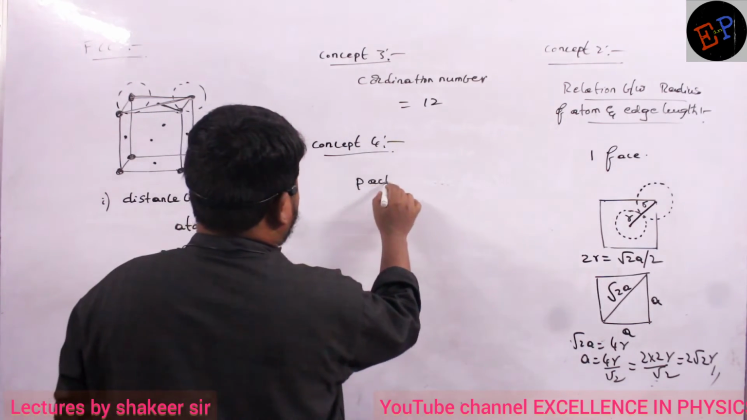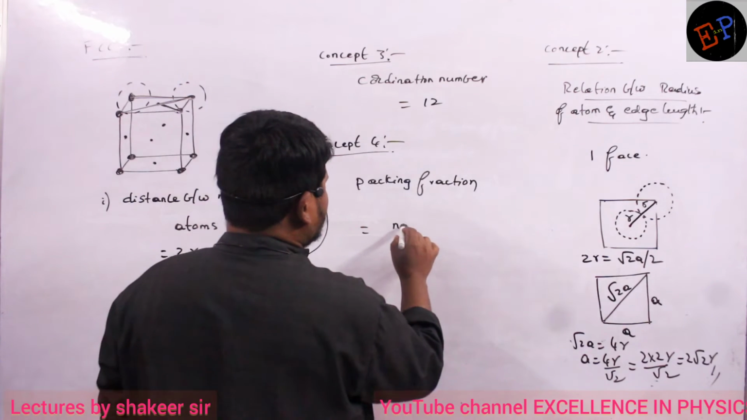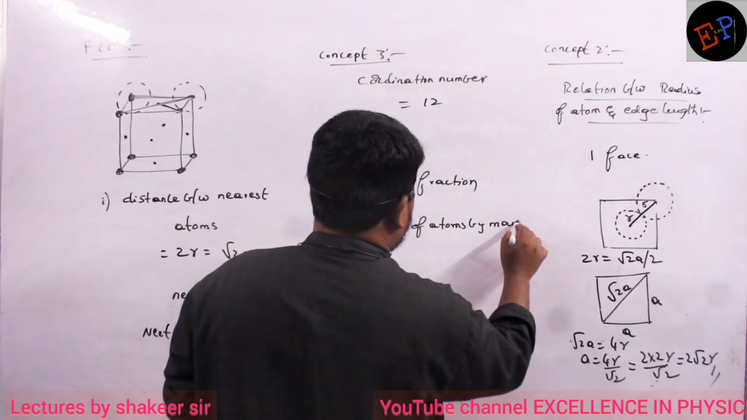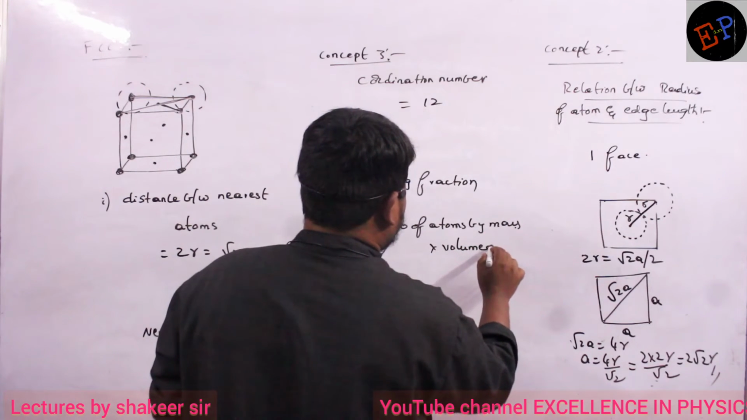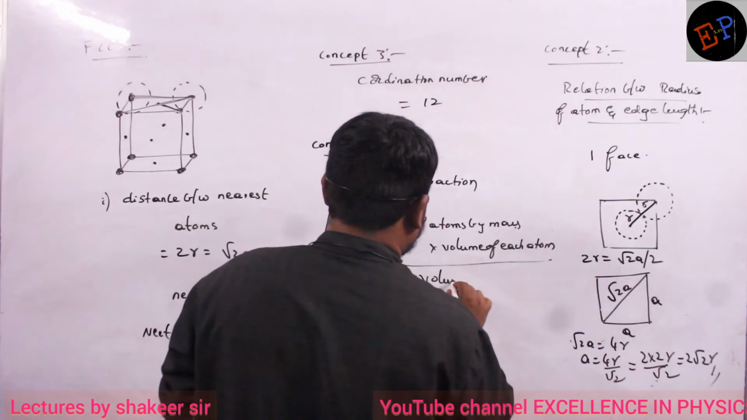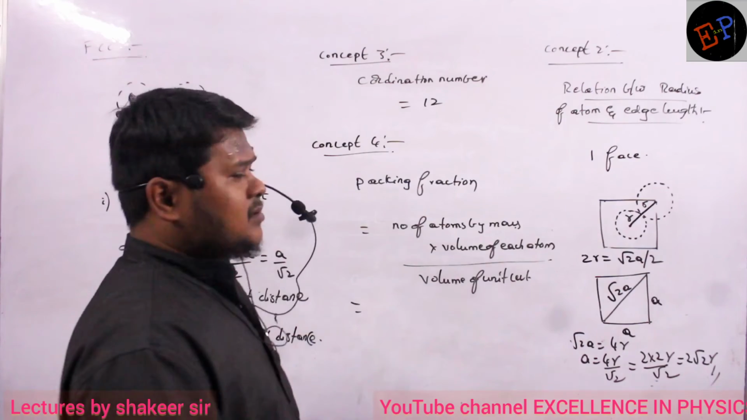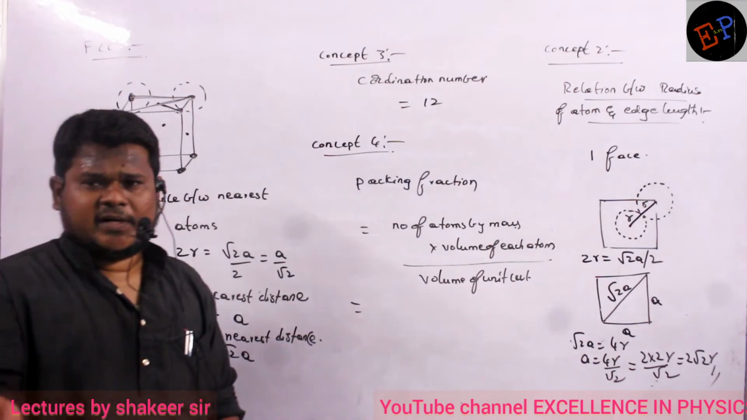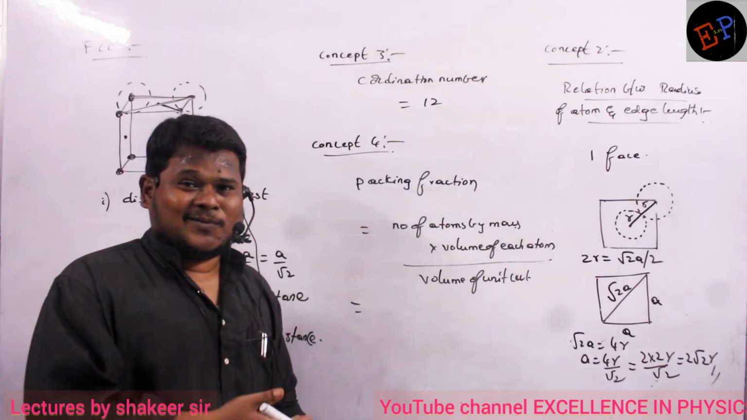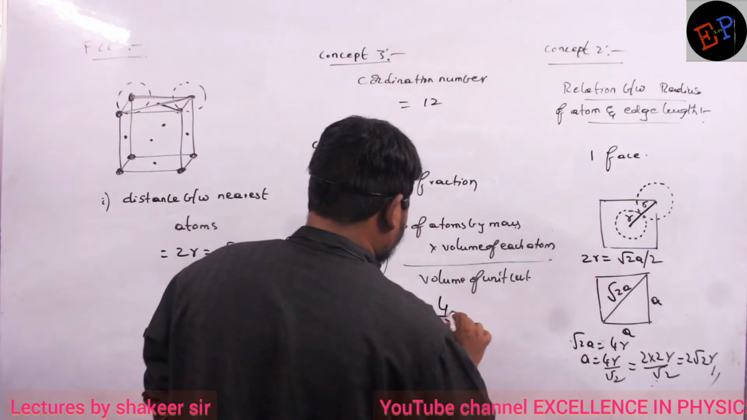Packing fraction. What is the formula of packing fraction? Number of atoms multiplied by volume of each atom, divided by volume of unit cell. Okay, that's all. So how many atoms are enclosed by FCC? Tell me. FCC encloses how many atoms? 4. Already we calculated. Where are you? 4 atoms. And volume of each atom? 4 by 3 pi r cube.